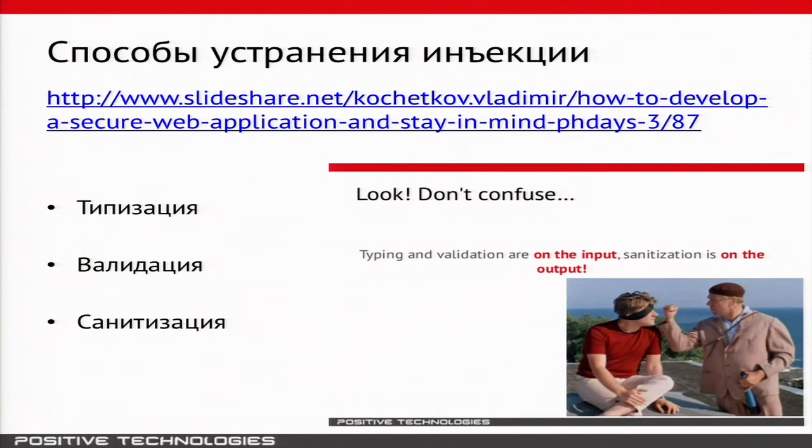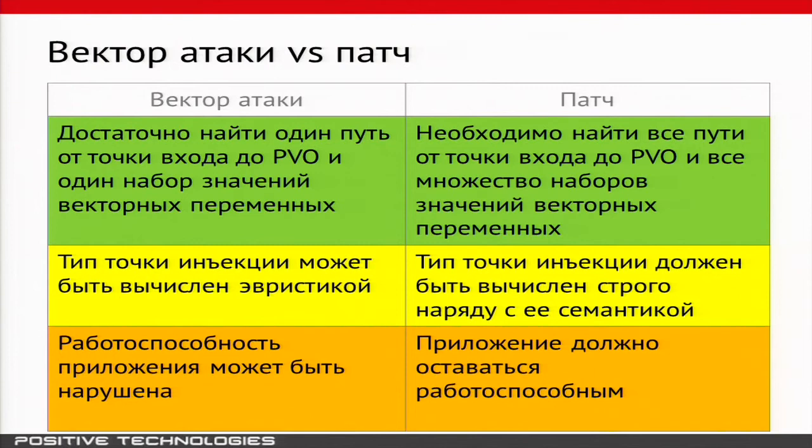Then usually, in the majority of vulnerabilities, we can use three methods to combat them: typing, validation, and sanitation. Typing is bringing the dangerous value to something safe, like getting a line from an object. Validation is taking an entry parameter and limiting it, putting it into the brackets of a certain value. And sanitation is taking the dangerous parameter and rendering it not dangerous.